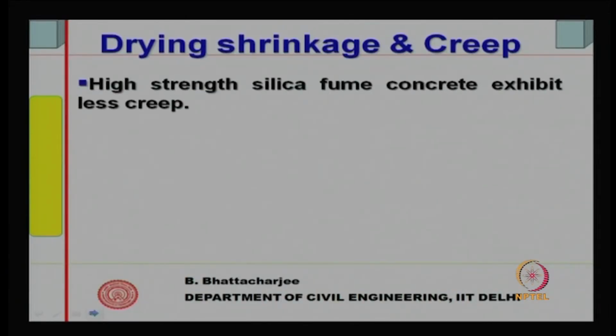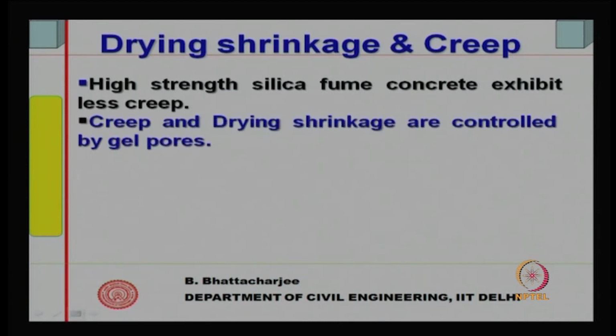Then drying shrinkage and creep. High strength silica fume concrete exhibits less creep, that has also been observed; even silica fume shows less creep. Creep and drying shrinkage are controlled by gel pores, that is what I was mentioning. Drying shrinkage occurs when water moves out from the capillary pores, and then gel water will have a vapor pressure gradient which exists between the gel and the capillary pores. Gel water itself will have movement, drying off, and this causes collapse of the gel structure or change in dimension, and that is what drying shrinkage is.